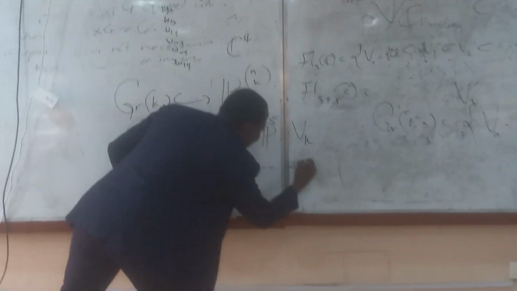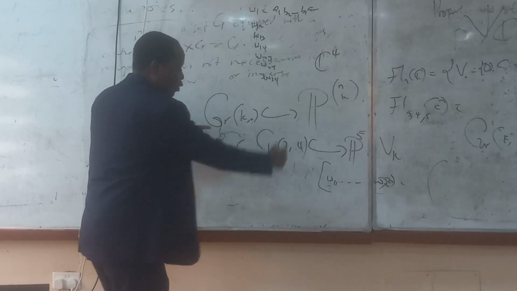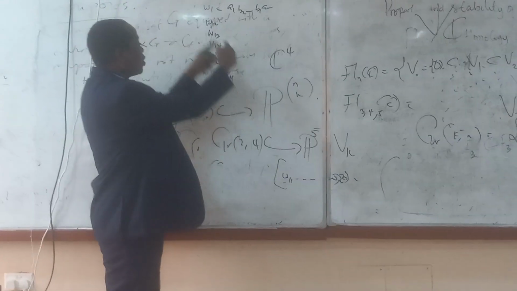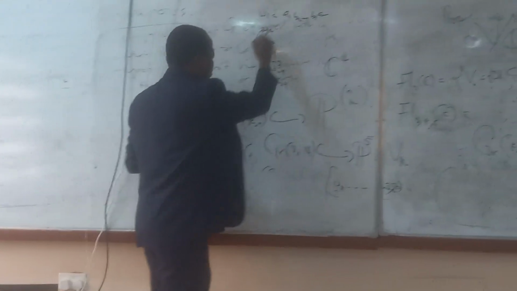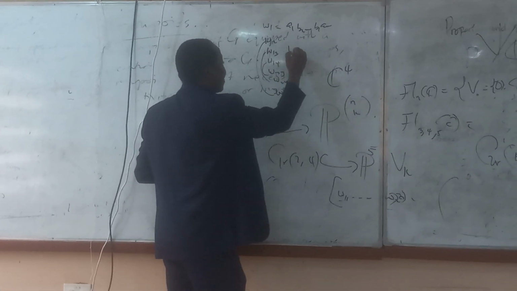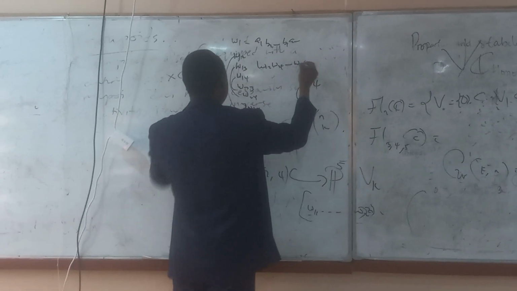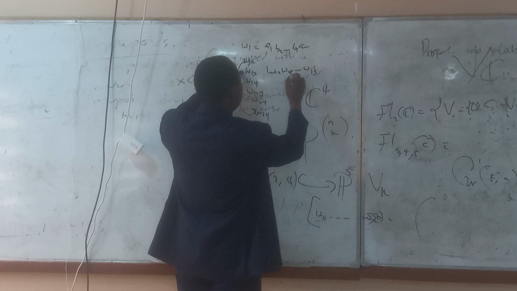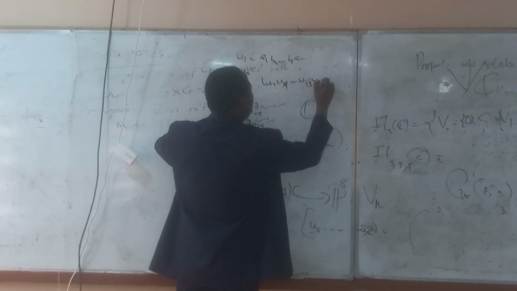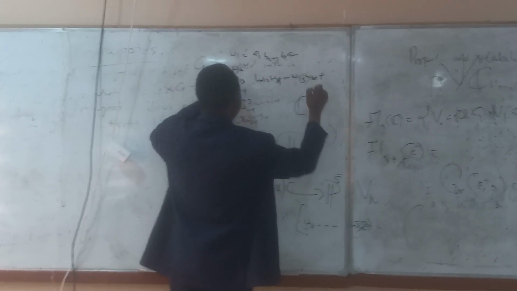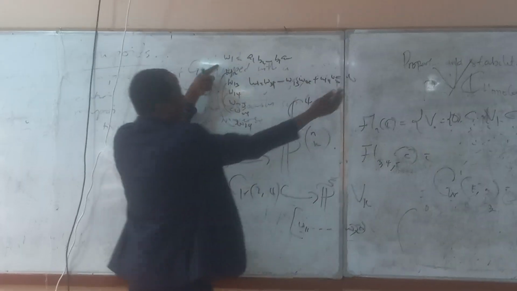But the question now is, because this one is a closed embedding, I want to know the equation, and what is the relation among these. If you look at this, W12, W34 minus W13, W24 plus W14, W23. If you look at that, this will be 0.